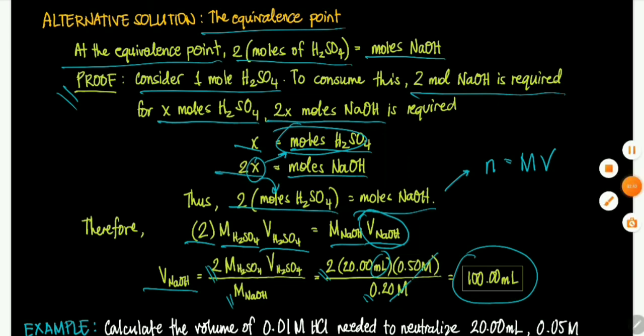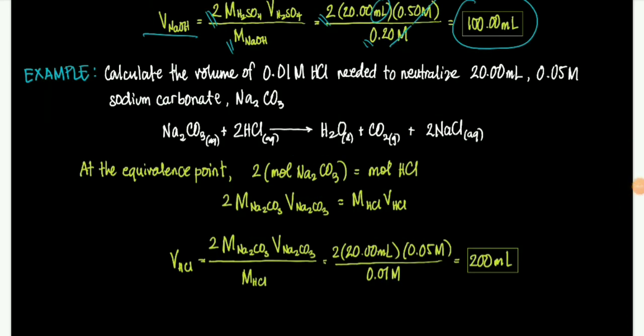Okay? So, in this last example, gagamitin na natin yung determination of the equivalence point para makalculate yung volume ng 0.01 molar HCl needed to neutralize 20 ml of 0.05 molar sodium carbonate or Na2CO3. So, this is the reaction. 1 mole of Na2CO3 in solution plus 2 moles of HCl produces water, CO2, and 2 moles of sodium chloride.